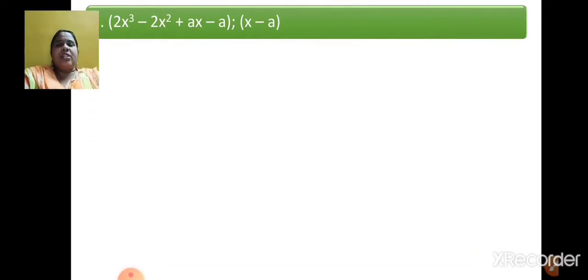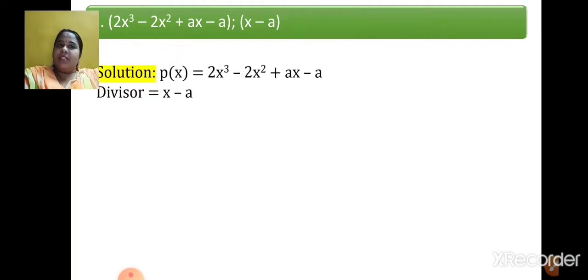The next question is this: 2x cube minus 2x square plus ax minus a. It is to be divided by x minus a. First step, the variable is x, so we will write p of x is equal to 2x cube minus 2x square plus ax minus a. Next step, look at the divisor. It is x minus a. I hope you have understood.